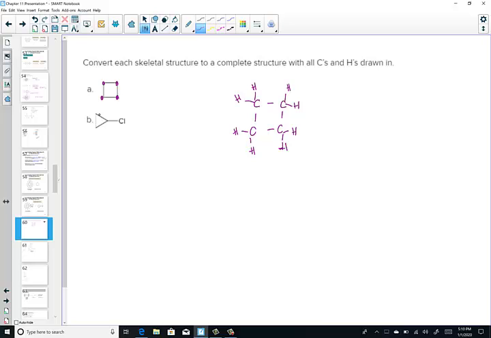And in letter B, we understand that every line junction is a carbon. So here we have a cyclopropane. One of them is leading out to a chlorine. Every carbon must have 4 bonds, leaving 2 bonds going to hydrogens. 1 hydrogen to complete that carbon. And then don't forget, any halogen needs 3 sets of dots to complete its octet.